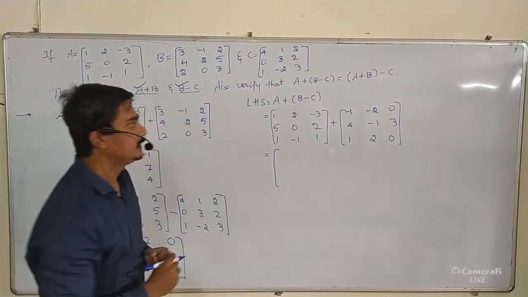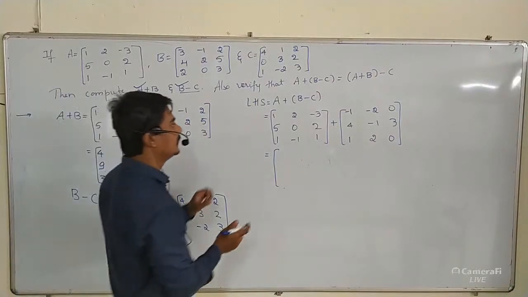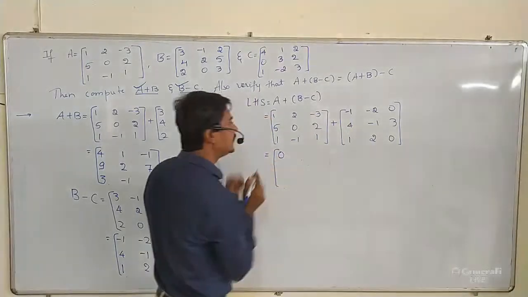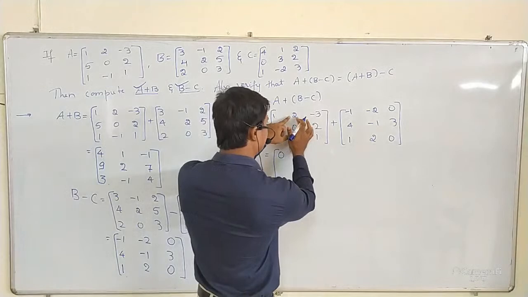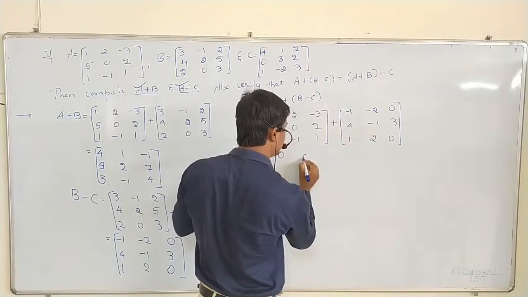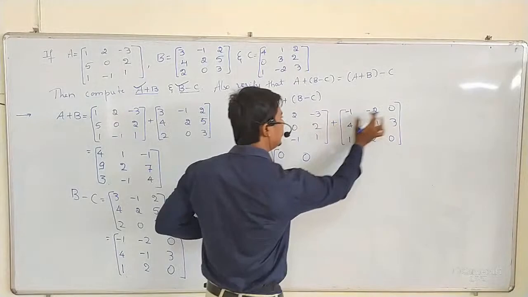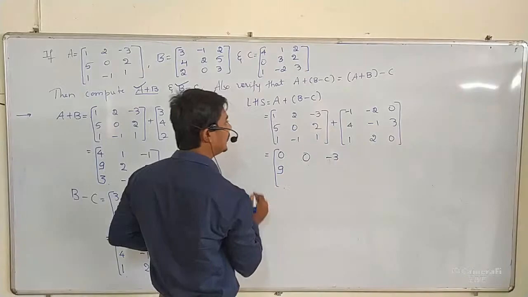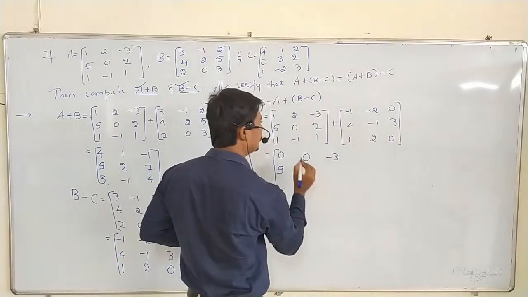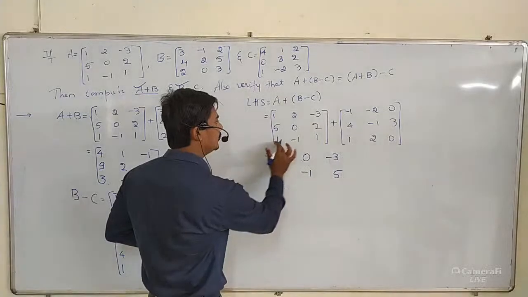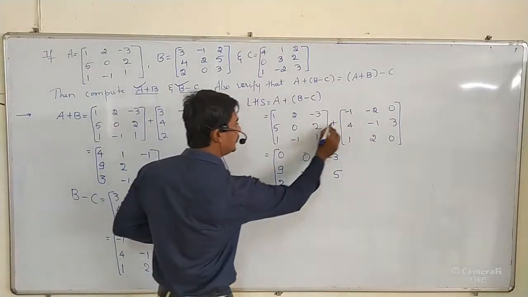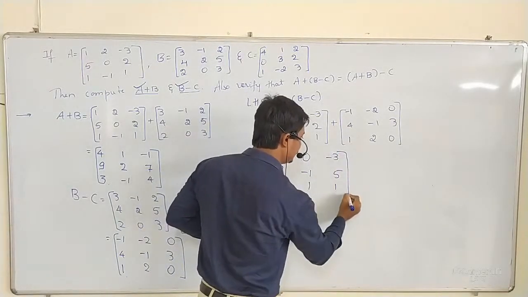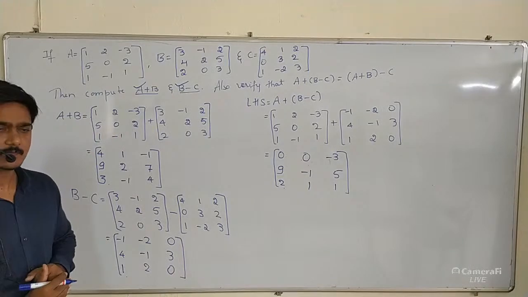So let us add these two matrices. This is plus 1, this is plus into minus, minus 1, plus 1, minus 1, 0. This is plus 2, plus into minus, minus 2, which is 0, minus 3, plus 0, minus 3, 5 plus 4, it is 9, 0 plus into minus, minus 1, 2 plus 3, 5, 1 plus 1, 2, minus 1 plus 2, it is 1, 1 plus 0 is 1. This is our LHS.